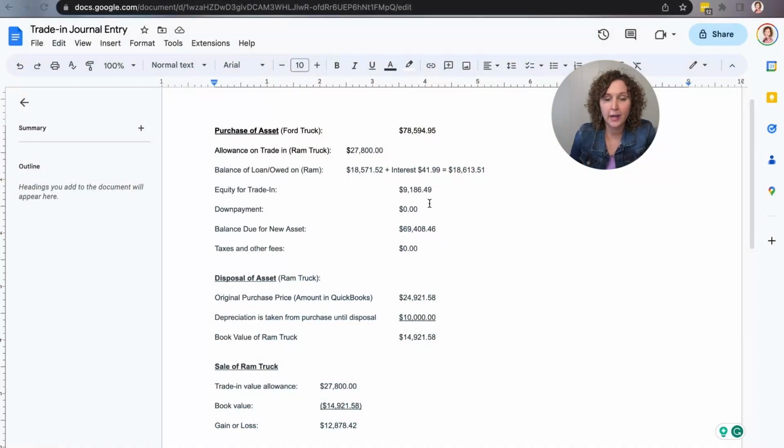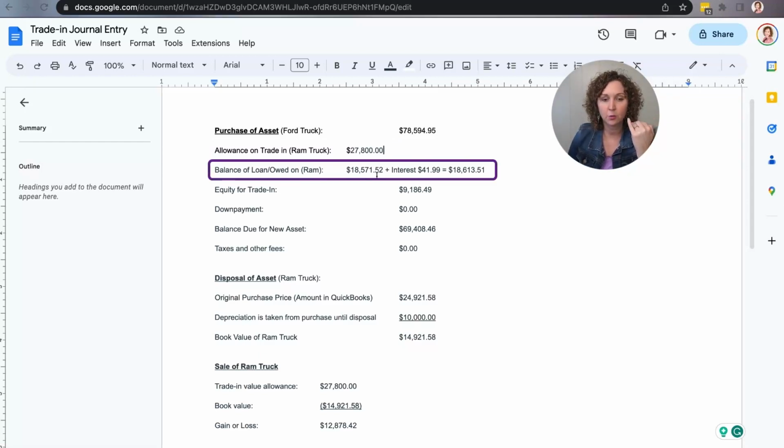So let's look at this guide that we did. We're capitalizing this asset, and we're going to depreciate it over time. As I said, check out that video if you need it. So first, information you're going to need. What was the purchase price? Next, what was the allowance of the trade-in? So not what's in your QuickBooks, but what the dealership or wherever you're trading in is giving you as a value of that specific asset.